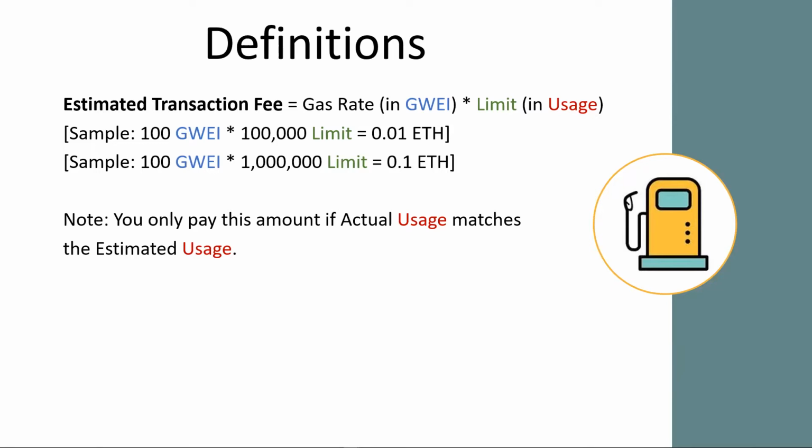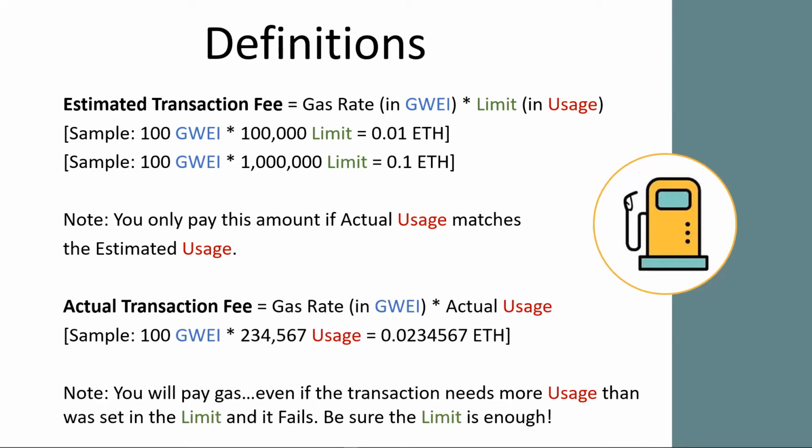So again, this is the estimated amount prior to the transaction running, so we don't know the actual usage yet. You'll never pay this estimated amount unless you meet the estimated usage in terms of actual usage. So what do you actually pay? Your actual transaction fee is that same gas rate times the actual usage.